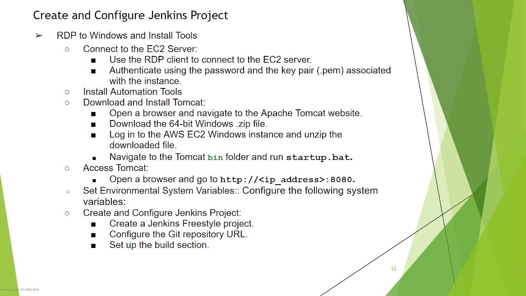Okay. Now, once you have set up the environmental system variables, you can configure the system variables to make sure that inside the virtual machine it gets the correct path to access the files. Now, once everything is done, you can configure the Jenkins project, that is, create a Jenkins freestyle project, configure the Git repository URL and set up the build section.